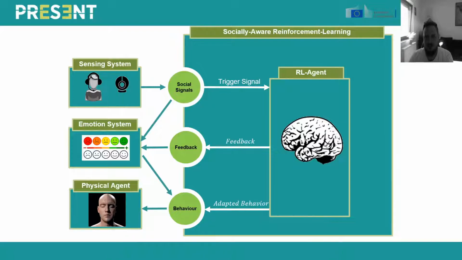Furthermore, we can use these social signals to have in the background a socially aware reinforcement algorithm running, which is taking the positive or negative reactions of the user as input and as a feedback mechanism to over time adapt the behavior of the physical agent to the likings of the user.